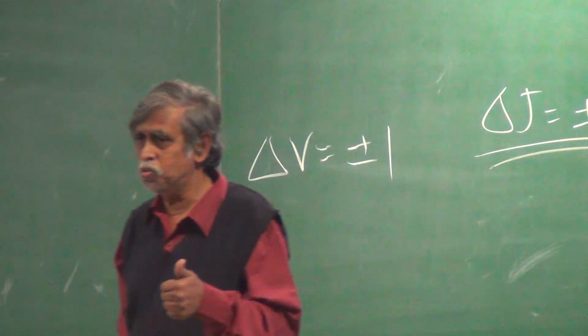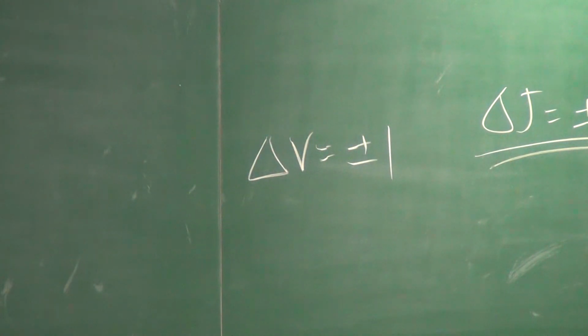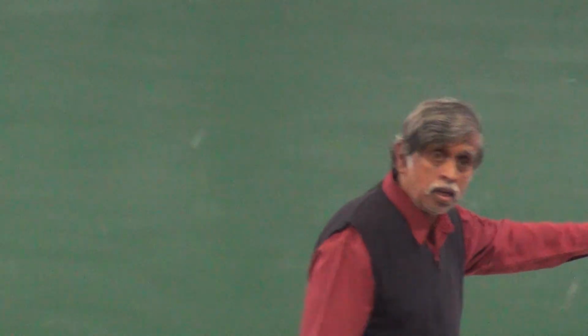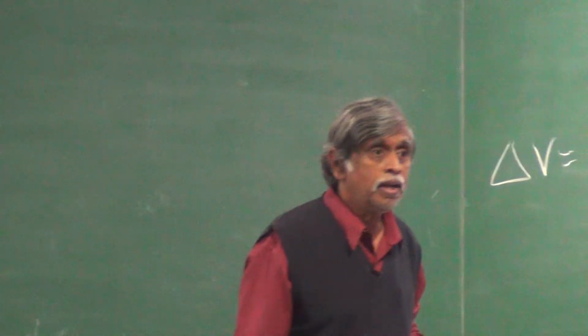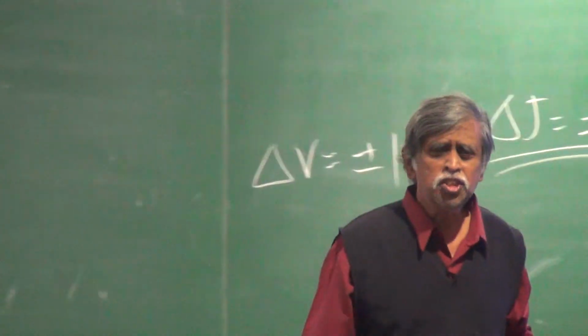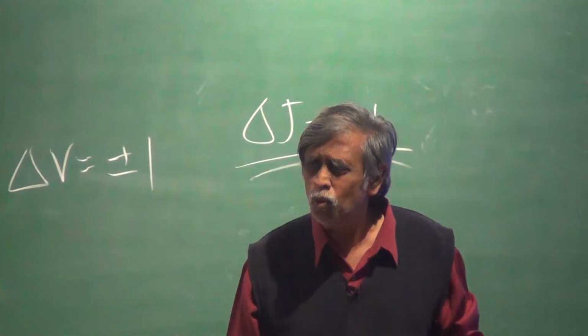Delta v equals plus minus 1. But when is it true? Strictly true for a harmonic oscillator. The moment the oscillator becomes anharmonic, what happens? You can have plus minus 2, plus minus 3, plus minus 4, which we call the overtones. So this is the fundamental. In addition to the fundamental, I can have overtones. These are transitions from 0 to 2, 0 to 3, and so on.